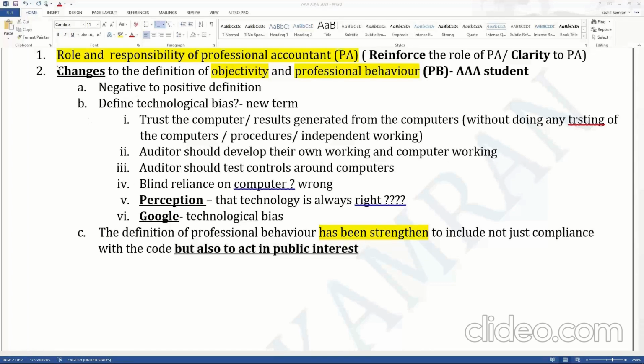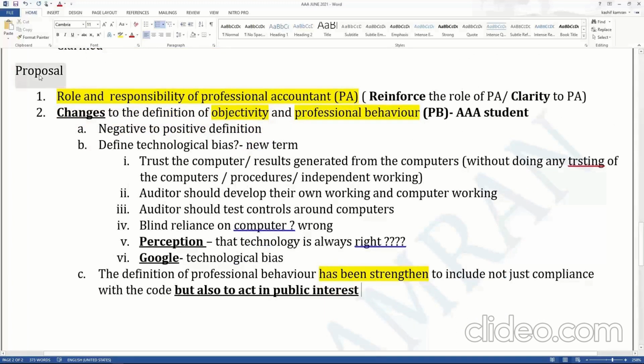Right? So number two, changes to objectivity and professional behavior. Is that clear to all of you? Number one thing you should know is the change of the definition from negative to positive in terms of objectivity, introducing the terminology technological bias due to the advent of technology, and then strengthening the definition of professional behavior from not just complying with the code, but also to work in the public interest. Right? Is that clear to all of you, the proposals?